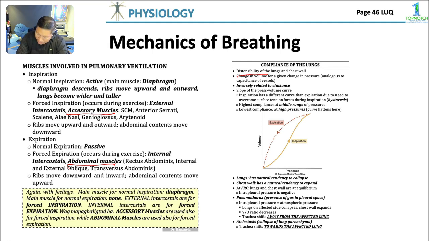Lungs, as previously mentioned, has a natural tendency to collapse. The chest wall or the bony thorax has a natural tendency to expand. So it's your pleural fluid which will create a balance between the two, and a suction cup effect to a negative pressure in the pleural space. In pneumothorax, your trachea will tend to shift away from the affected lung, while in atelectasis, the trachea will shift towards the affected lung.